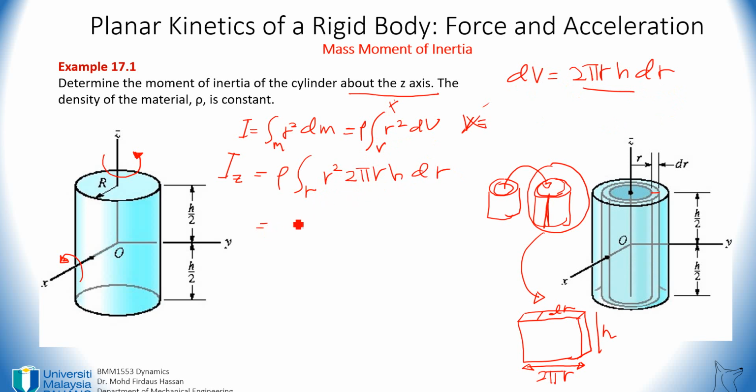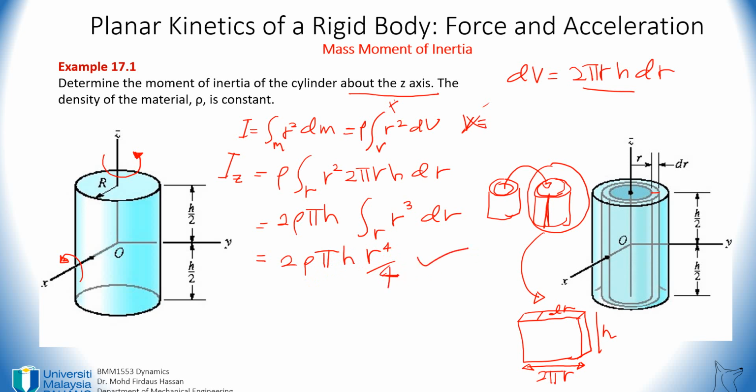Now you take out all the constant values outside: 2 rho pi h. And then the only thing that you have to integrate is r squared times r, you get r cubed here. And if you integrate this one, you will have 2 rho pi h r to the power 4 divided by 4. So basically you solve this one, right?